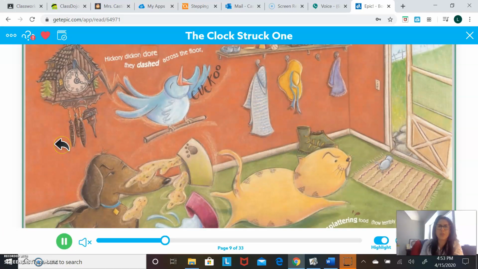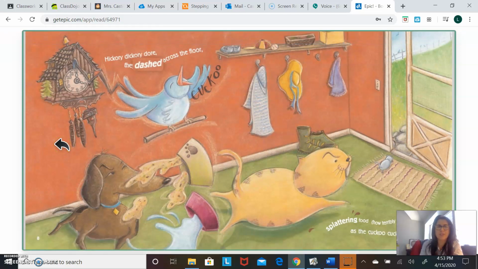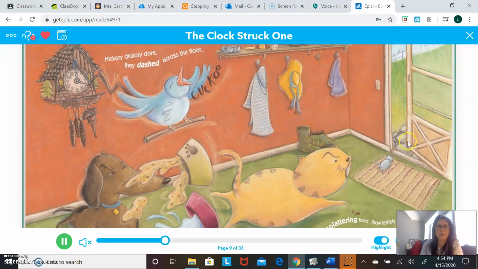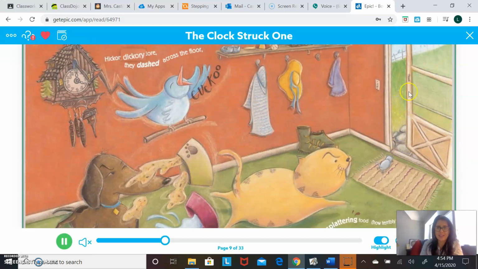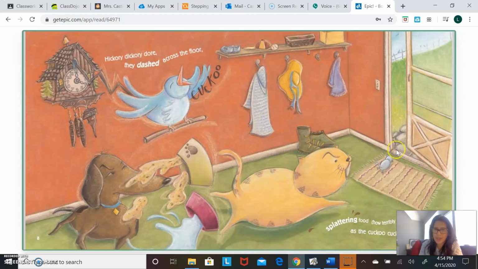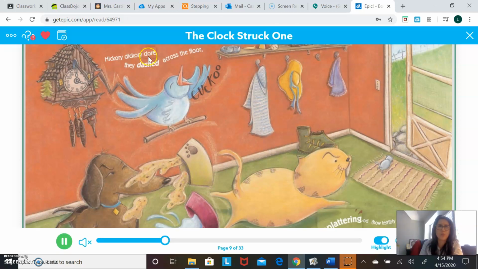Hickory dickory door, they dashed across the floor. Cuckoo. Oops, splattering food, how terribly rude, as the cuckoo cuckooed 4. Floor and 4 rhyme. And so does door.